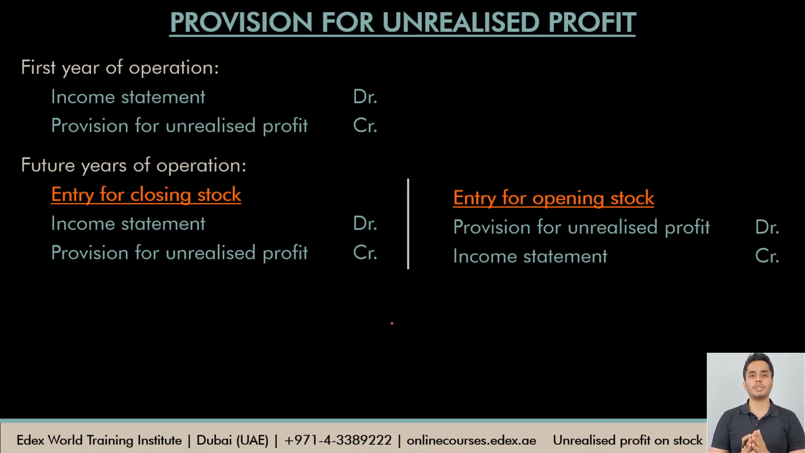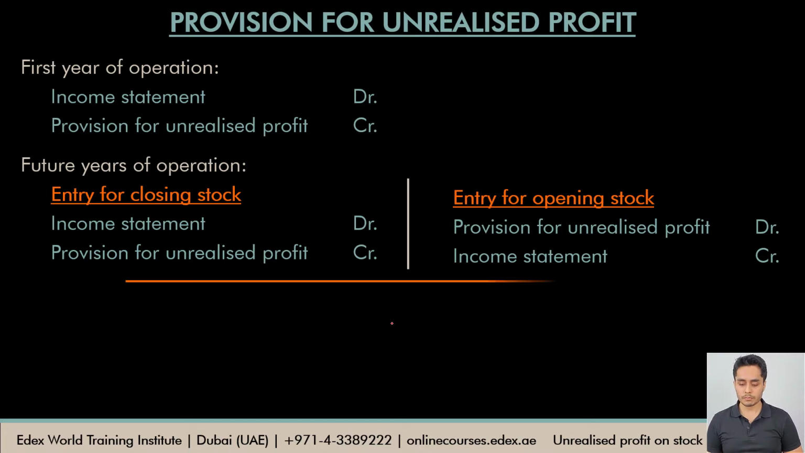The amount that was used to record the unrealized profit on closing inventory in the previous year will have to be reversed in the current year by passing this second entry, which is provision for unrealized profit debit and income statement credit, to show that we are adding back that amount of profit in the opening inventory as an income in the income statement. So instead of passing these two entries, we can directly net out the entries at the end of the year. How?